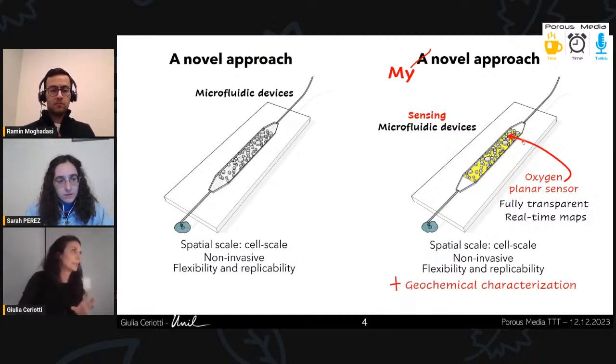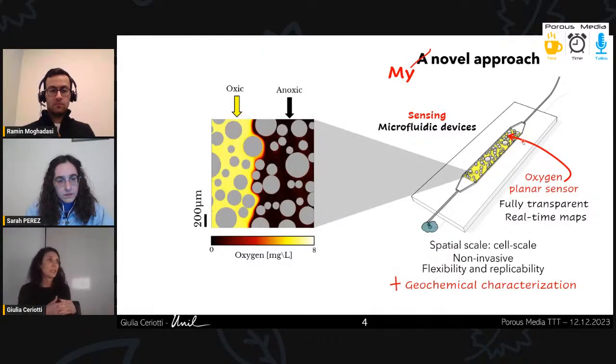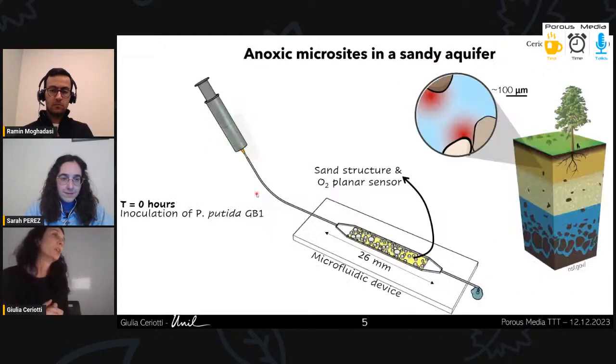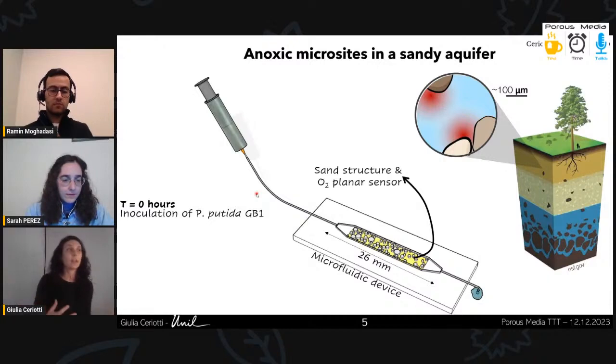To give you a clearer idea of what I mean by oxygen mapping, I'm showing here the very first application that I did. It's my very first experiment with the oxygen sensor. I was injecting two solutions in a porous structure. One is fully oxic, the other one is chemically anoxic. And I could detect in real time the formation of these super tiny, microscale gradients of oxygen at the interface of these two solutions. So using this approach, what we wanted to do is to replicate in the laboratory the formation of an anoxic microsite driven by aerobic respiration.